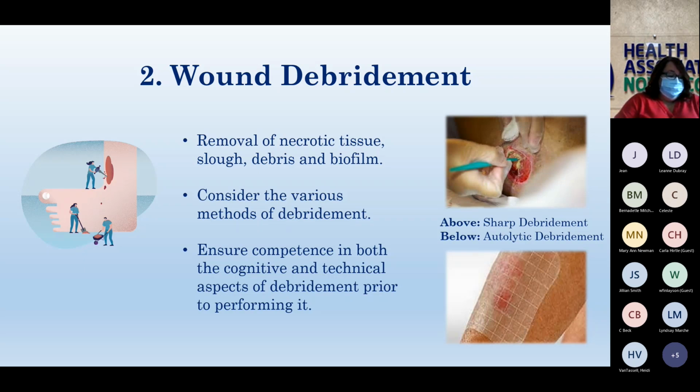For example, sharp debridement requires specific training, whereas autolytic debridement involves allowing the natural physiologic process to occur, as shown here in the pictures. Healthcare professionals must ensure they are competent in both the cognitive and technical aspects of debridement prior to performing it. Therefore, appropriate methods of debridement must be considered, as well as one's scope of practice.